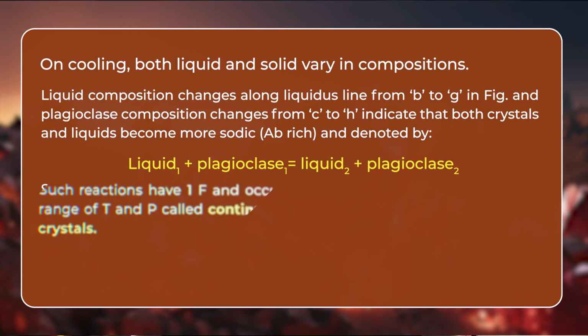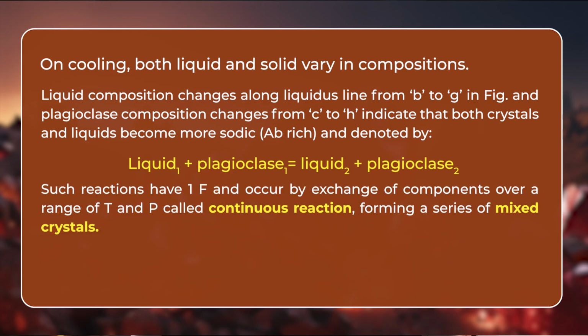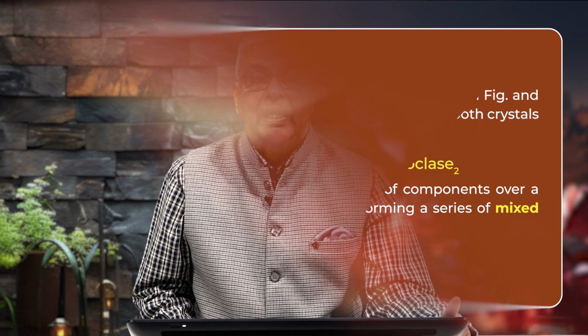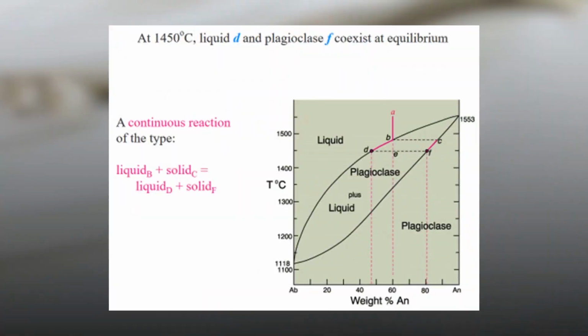Such reactions have one F, that is, 1 degree of freedom, and occur by exchange of components over a range of temperature and pressure, called a continuous reaction, forming a series of mixed crystals. Here again I am showing you the diagram, a continuous reaction of the type liquid B plus solid C equals liquid D plus solid F.